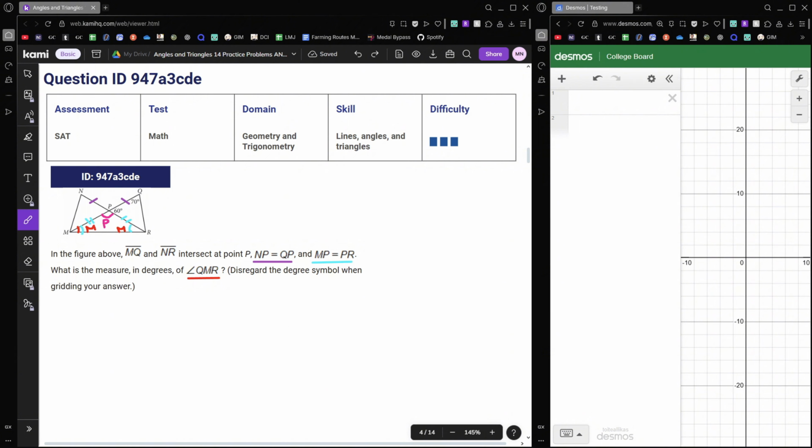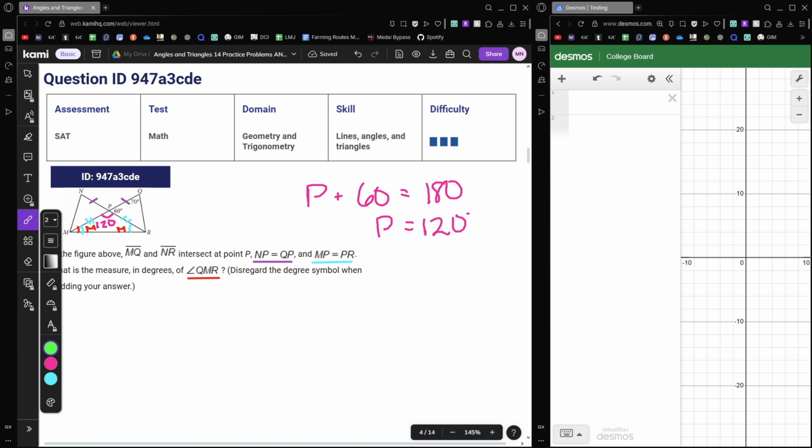First things first, let's find the measure of this angle right here, which I'll call angle P because of the P. Now we have a linear pair here, and all that means is that these two angles added together equal 180 degrees. So P plus 60 is equal to 180, and we get that angle P is equal to 120 degrees. You should also remember that all the angles in a triangle will add up to 180 degrees. So looking at this green triangle, angle M plus 120 degrees is equal to 180, and we get that angle M is equal to 30 degrees.